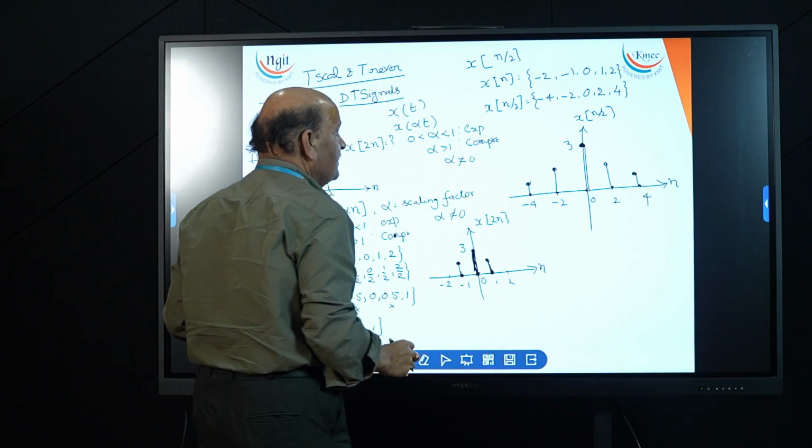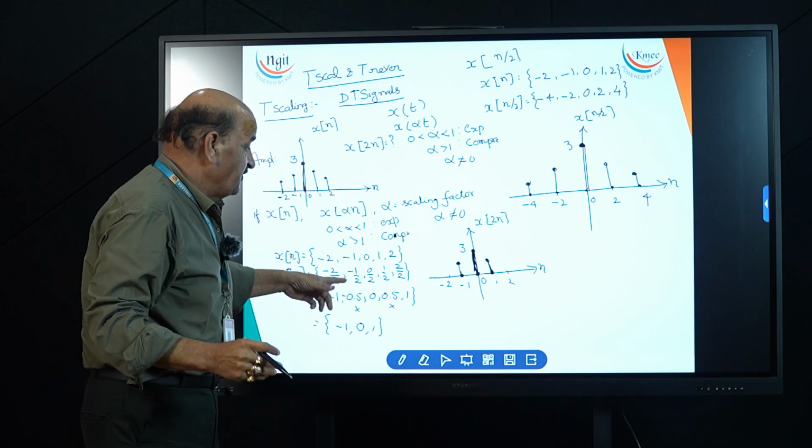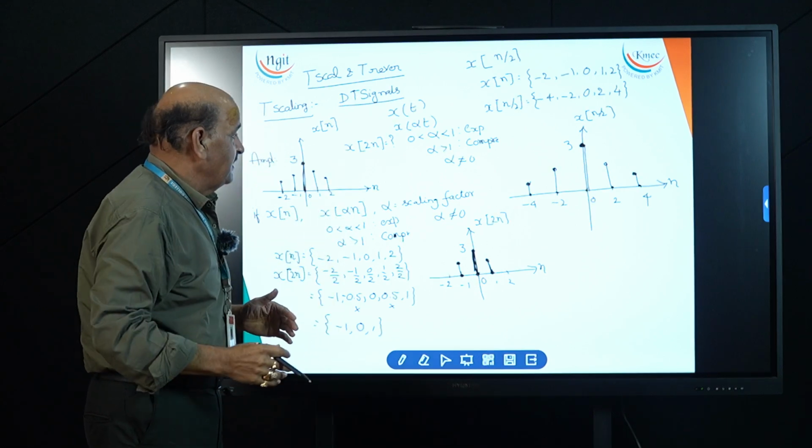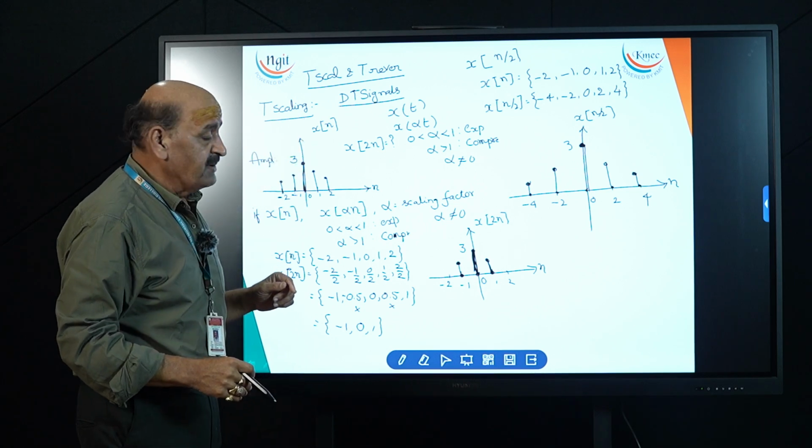Now look at this one. The signal will be expanded. In this case, the signal is compressed. That is the operations on signals regarding time scaling.